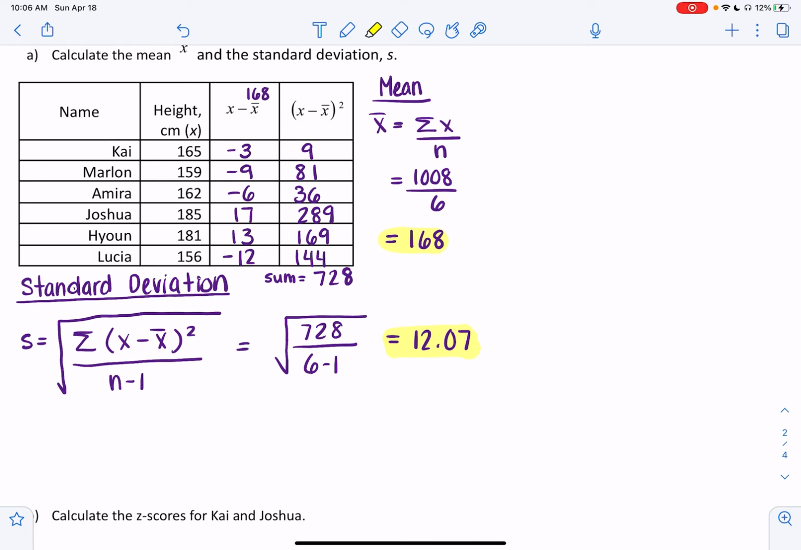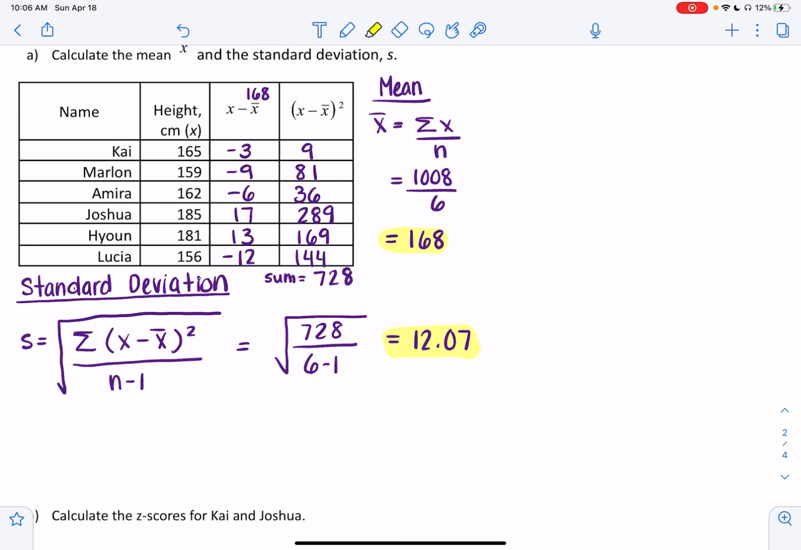So before we start finding our z-scores, these are two very important pieces that we need. My z-score formula requires both my mean and my standard deviation, so I need to make sure that I find those two things before I start finding my z-scores. So for part B, we're going to calculate the z-scores for Kai and Joshua. That's the next thing that we're going to do.